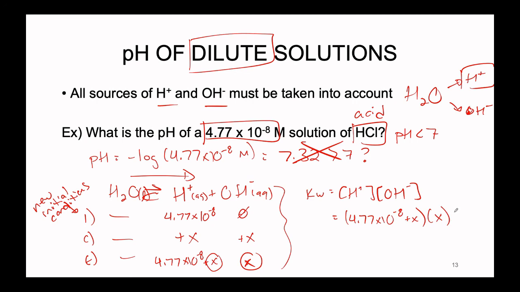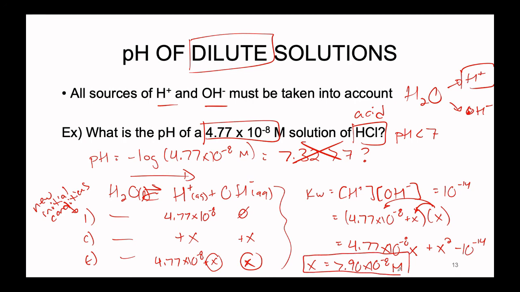Okay, so if we want to solve for what the X is going to be equal to here, we're going to rearrange and solve for our X as is presented. So we can set up 4.77 times 10 to the negative 8 X plus X squared by distributing this X in. And our Kw, which is equal to 10 to the negative 14, we can also pull to the other side, minus 10 to the negative 14. Now using the quadratic formula, we can solve for what X is equal to, and X is going to be equal to 7.90 times 10 to the negative 8 molar.